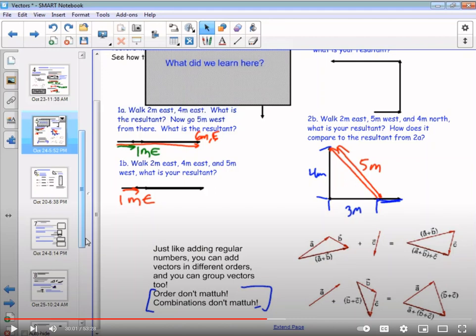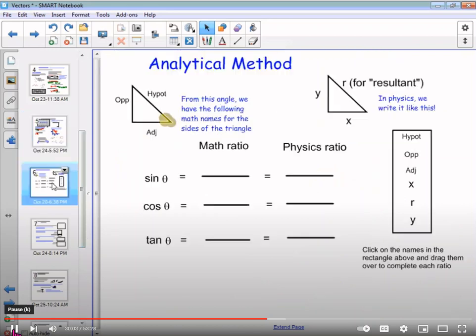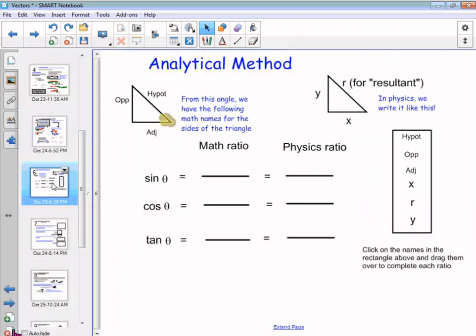This is part 2 of the What the Physics video on vectors. Here we're going to be focusing on the analytical method. On to some of the trig type stuff.